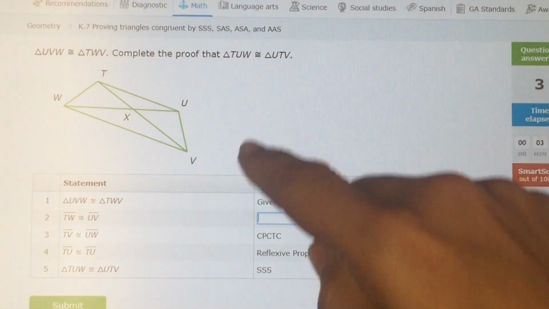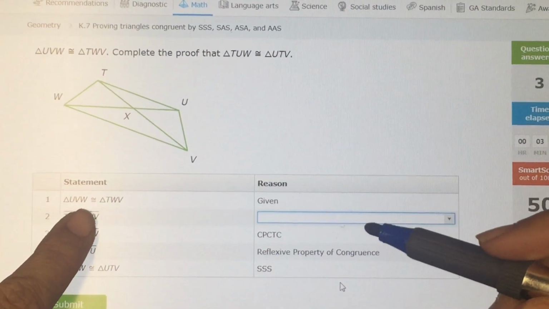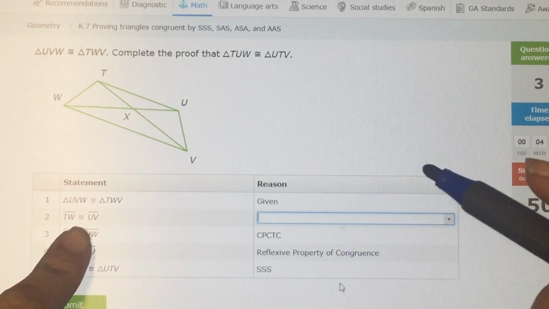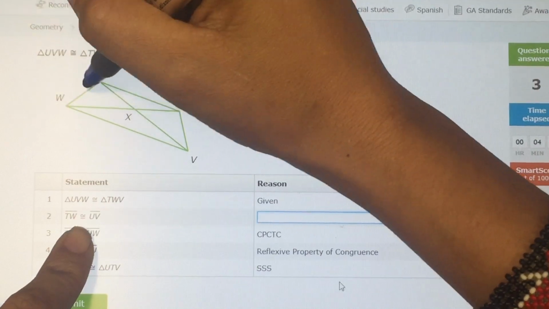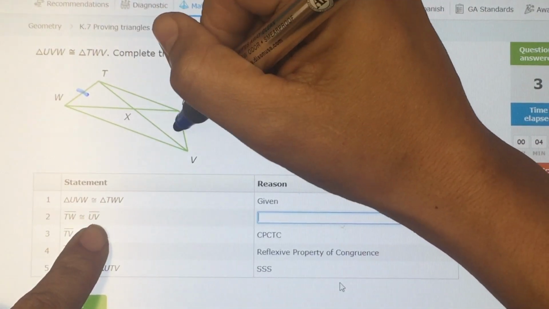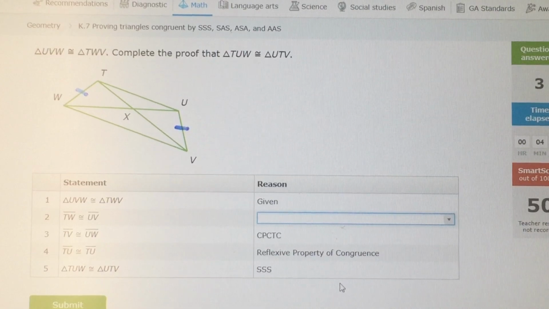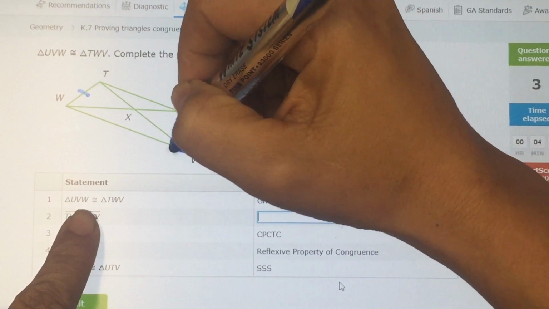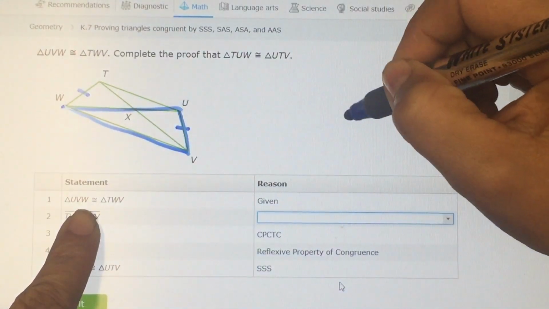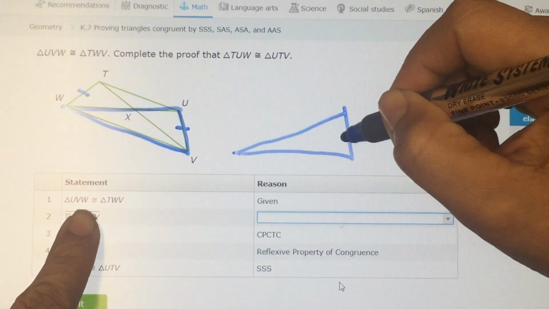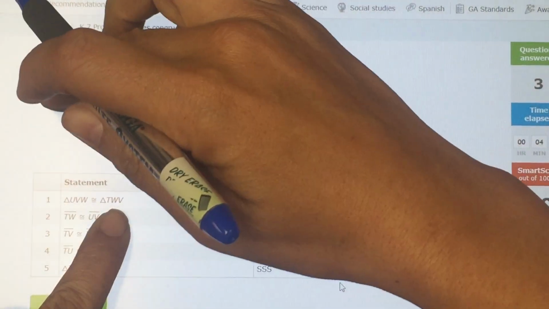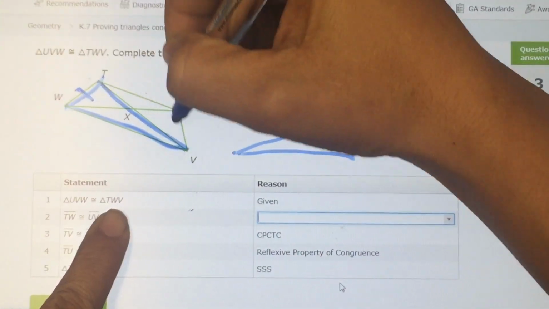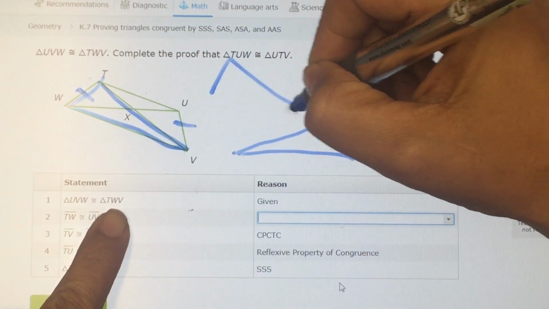All right, complete the two proofs, so mark down what's given. They're telling you the two triangles are congruent. Then they're asking why is TW, one tick, congruent to UV? Well, if the two triangles are congruent, let's see which two triangles they're talking about. UVW. If I take this triangle and put it on the side, it is congruent to TWV. Is congruent to this triangle. Okay, let's put that one on the side.